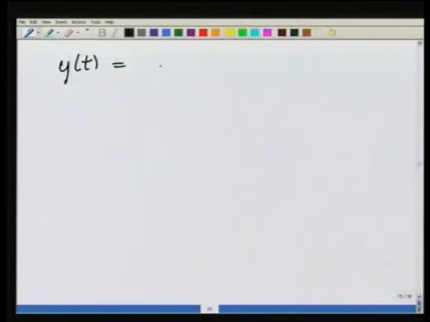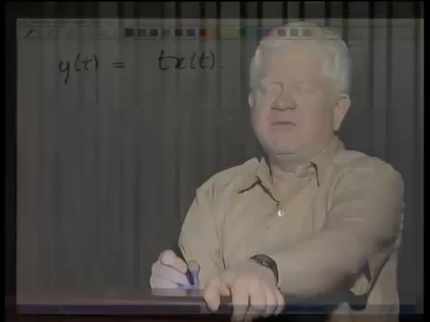Let us take a second example. Let us say that y(t) is equal to t times x(t). So, is this system time invariant? It will turn out that it is not time invariant, but we can see that by using the commutation diagram.